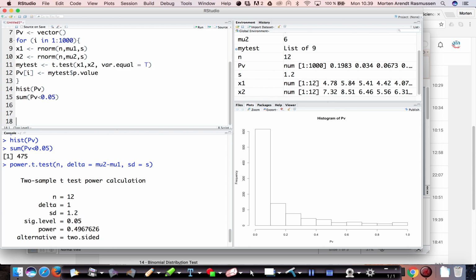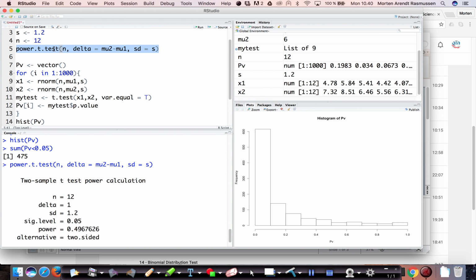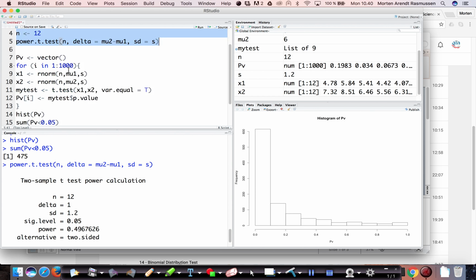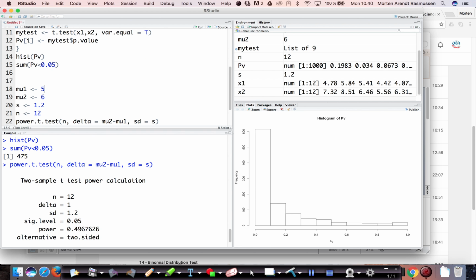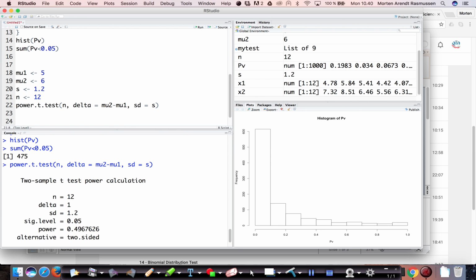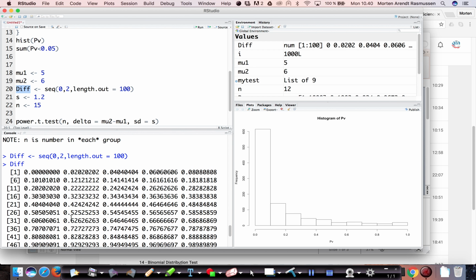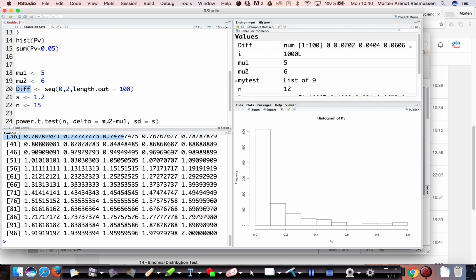A small thing here is that if you do not have any knowledge, or only slight knowledge on your system, you can modify this in order to calculate the power for a range of different solutions. For instance, I would like to fix the number to be 15, but I do not know the difference between these two. So what I do is I make a vector diff, which is a sequence from 0, where there is no difference, up to 2, and I would like this to be 100 long. So here I have a range of differences which I would like to calculate the power for. So the first one is 0, no difference, up to 2.